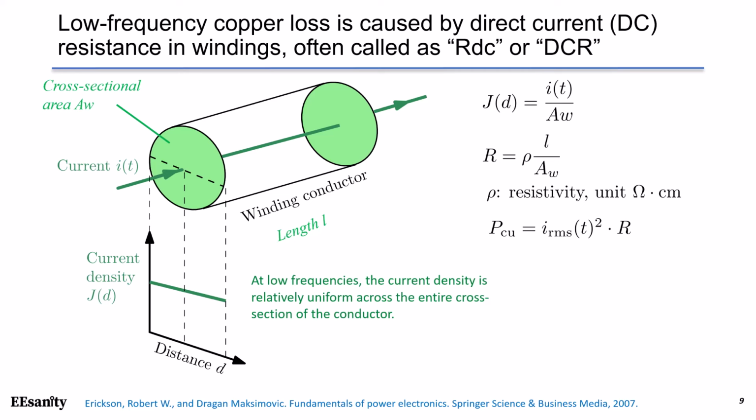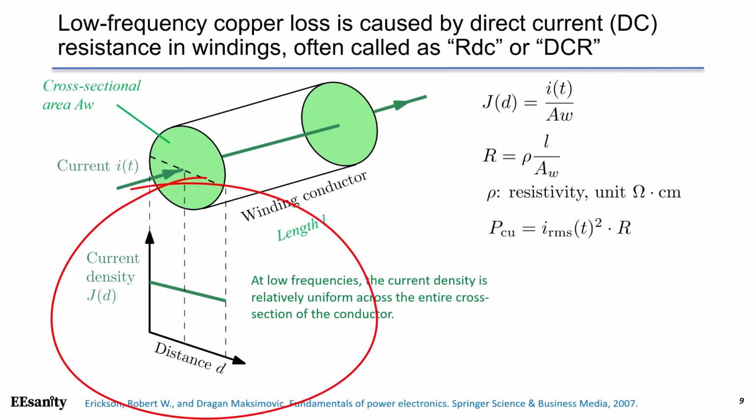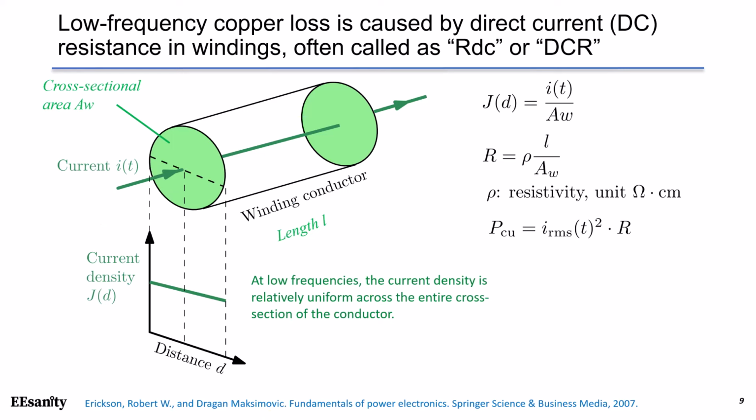In the illustration, we have a piece of winding conductor with a bare cross-sectional area AW, the length L, and the current I. The current density J_DC is defined as current I(t) over cross-sectional area AW. Current density can be plotted as a flat line over the distance d. That means the current density is constant over the diameter. In other words, all materials of the winding is well utilized to carry the current.